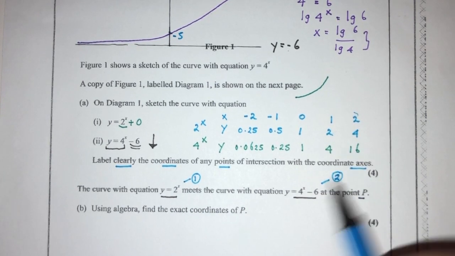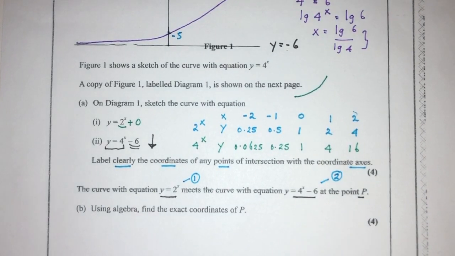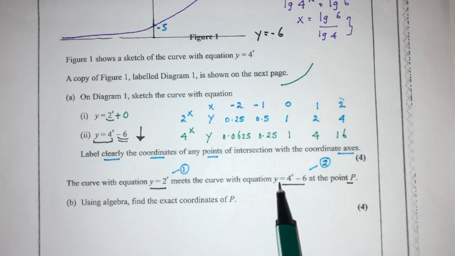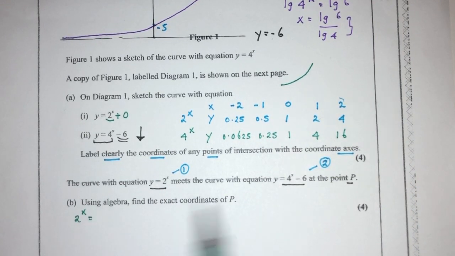So that will be equation number 1, equation number 2. So let's solve. Here we have y and y, so let's replace them in each other. You will have on one side 2x, and on the other side 4 power x minus 6.